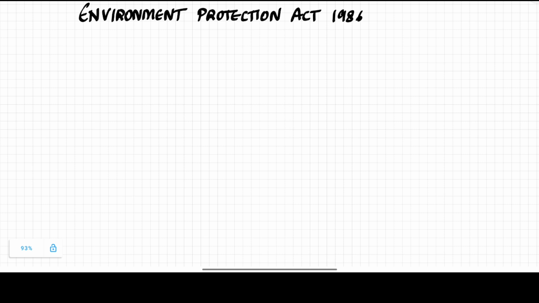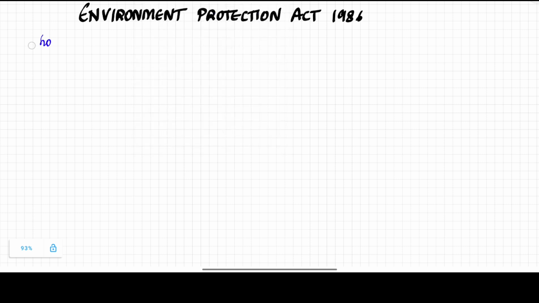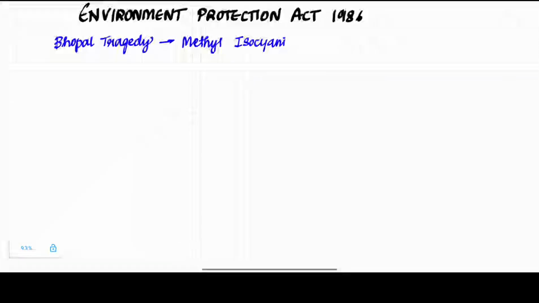Now, what is the background for this? The first background is the Bhopal tragedy. The Bhopal tragedy is related to a methyl isocyanate gas leak. It was a pesticide plant.